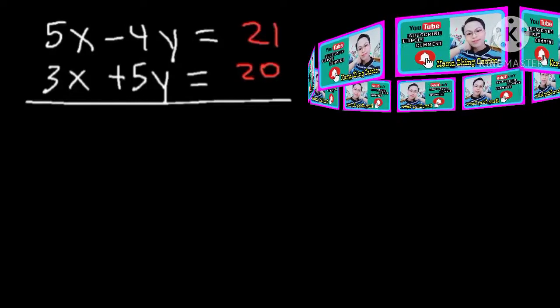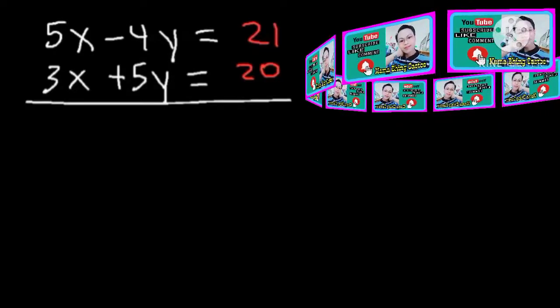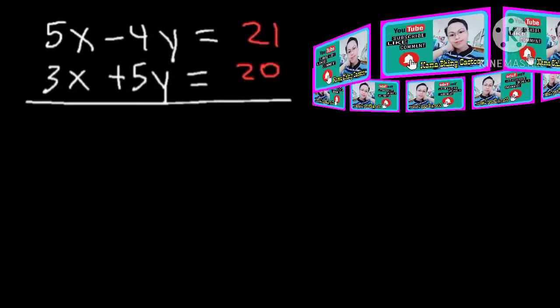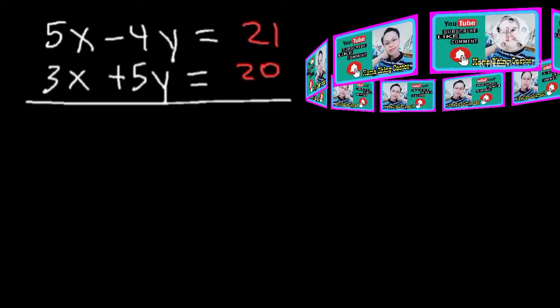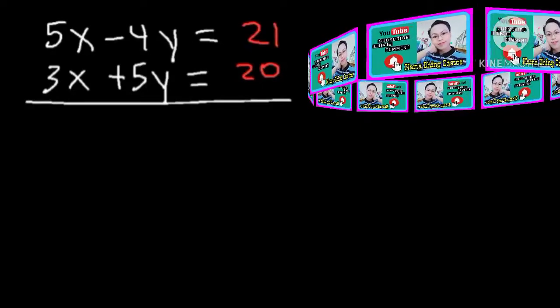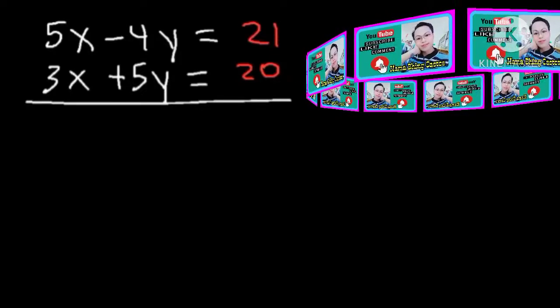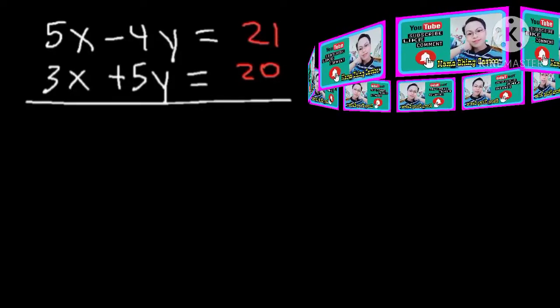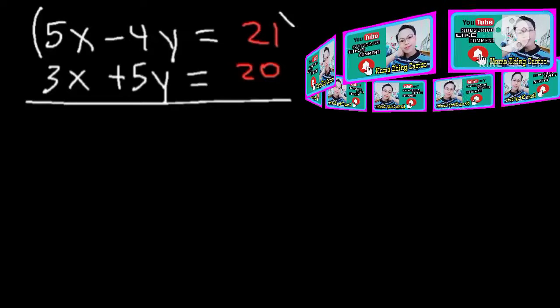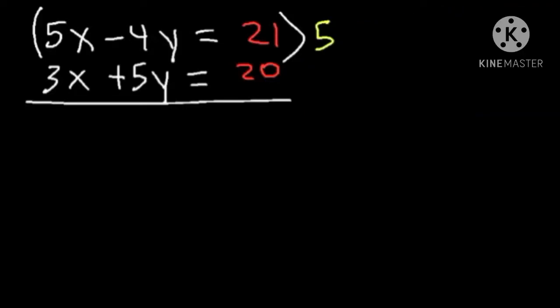If you're not sure, you can find the least common multiple between 4 and 5, or you could just multiply 4 and 5, which is sometimes the least common multiple. 4 times 5 is 20, so let's get 20y. One has to be negative, the other has to be positive, so let's multiply the first equation by 5, because negative 4y times 5 is negative 20y. Now let's multiply the second equation by 4, because 5y times 4 is positive 20y.